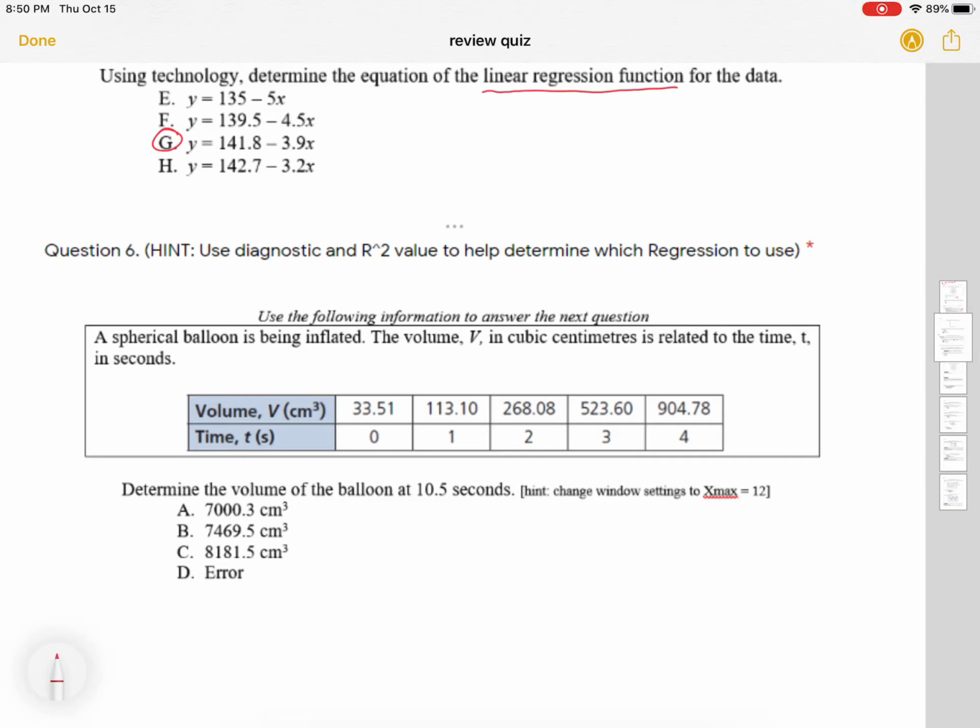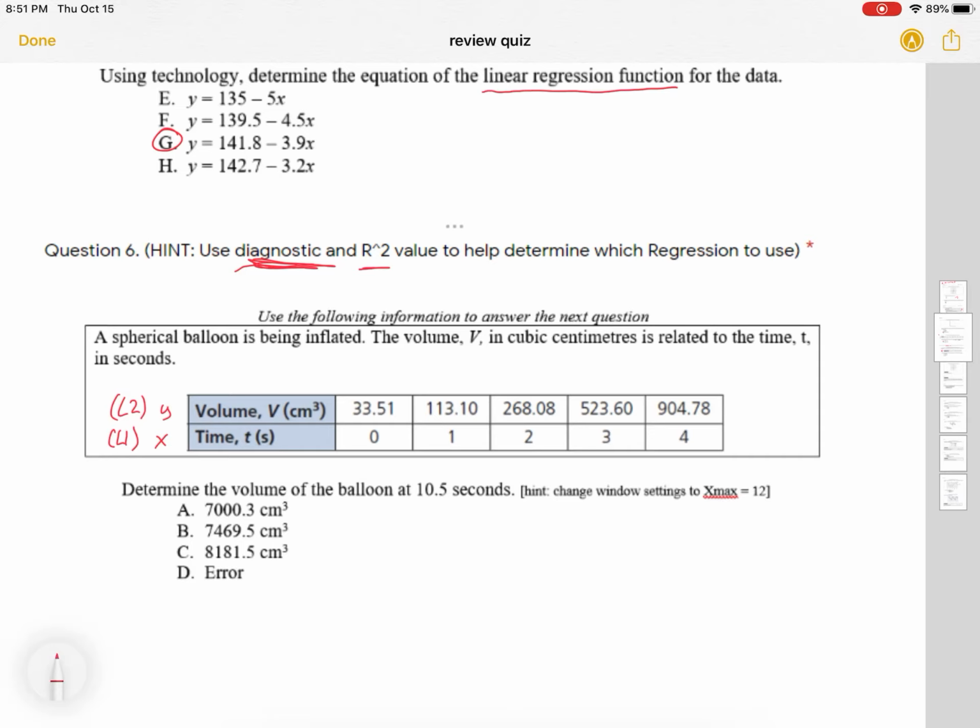Question 6. Hint, use diagnostic and R2 value to help you determine which regression to use. So we have some data here. The interesting thing is, remember, I always say time needs to be your x values. So this would be in your list 1. So that means volume is your y value, and that'll be in L2. So you're going to put this data in, and you need to have your diagnostic on, right? Diagnostic, I've even hinted to find your R2 value.